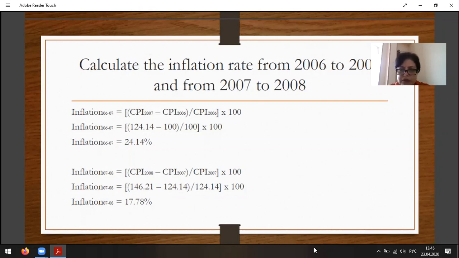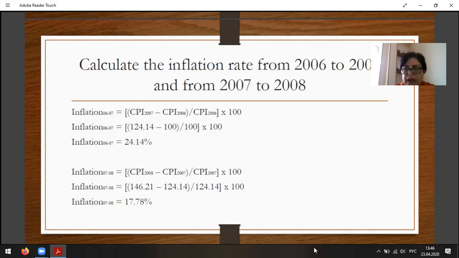So 124.14, take away 100. I would like to remind you that for the base year, the consumer price index is always 100. That's why we take away 100. 124.14 take away 100 and divide by 100. Count this ratio and multiply the result by 100%.